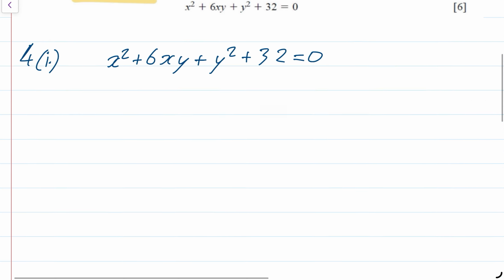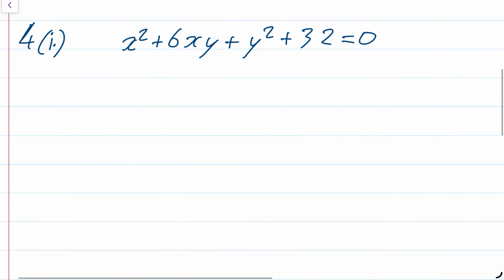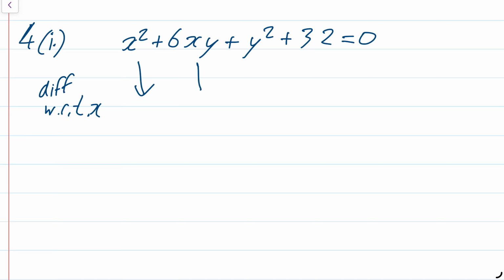Okay, first thing I would do, write down your curve that they give you. And this is what's called implicit differentiation, because your y is not given explicitly in terms of x, so you've got to use something different. So you don't write down dy by dx. What I would write down is d by dx, that means differentiate with respect to x. And I'm going to differentiate this term with respect to x, this double term, this term, and also the 0. So all of these things are going to get differentiated.